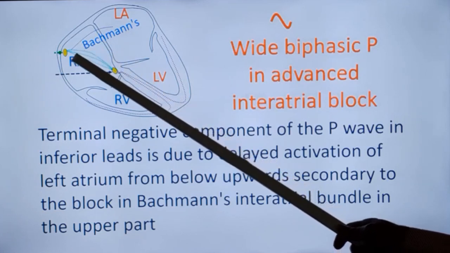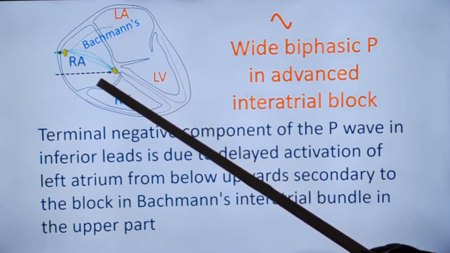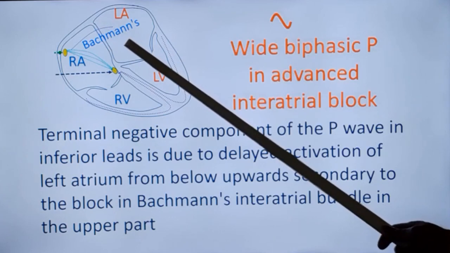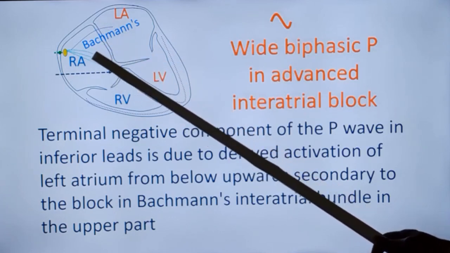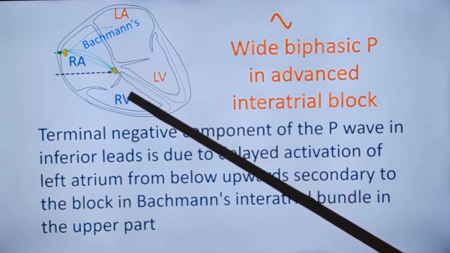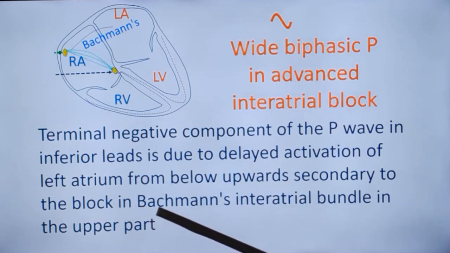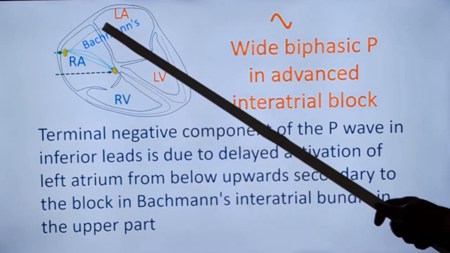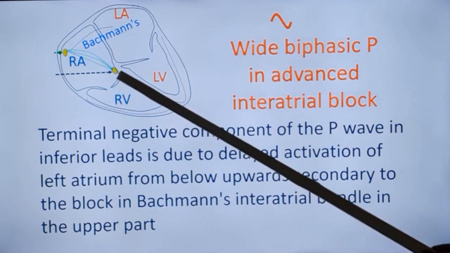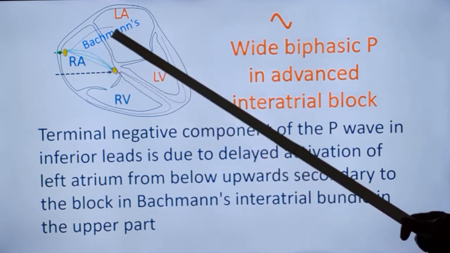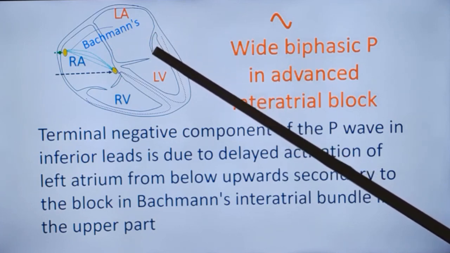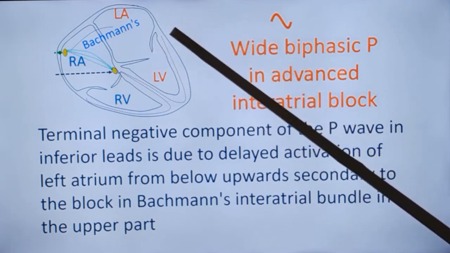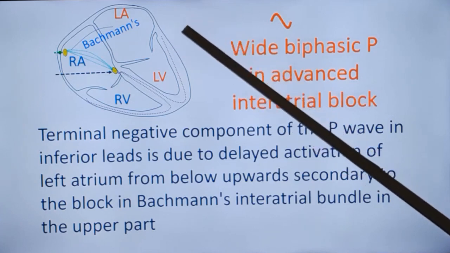So normal activation: right atrium is activated first and left atrium after that. So you will have a positive P wave in inferior leads. Inferior leads are in this region. So any activation going downwards will be represented as positive in inferior leads. So both these activations are downwards, even though the initial part is due to right atrium, the second part is due to left atrium.